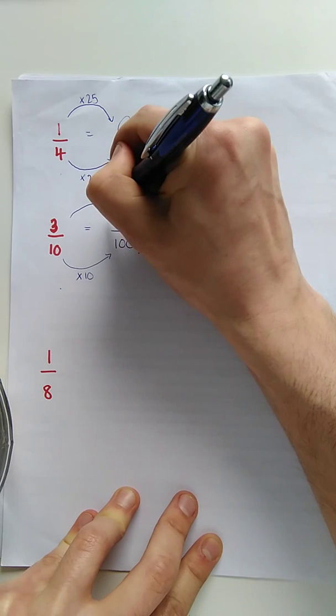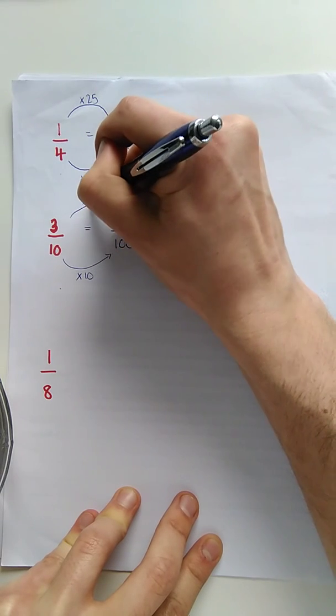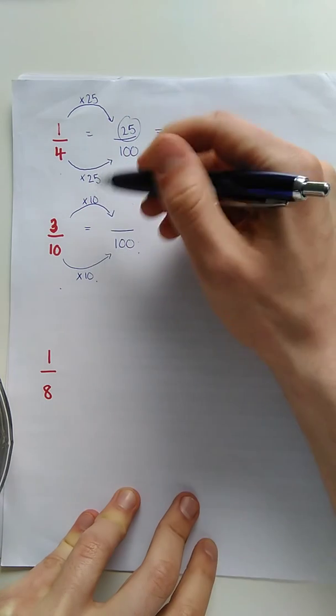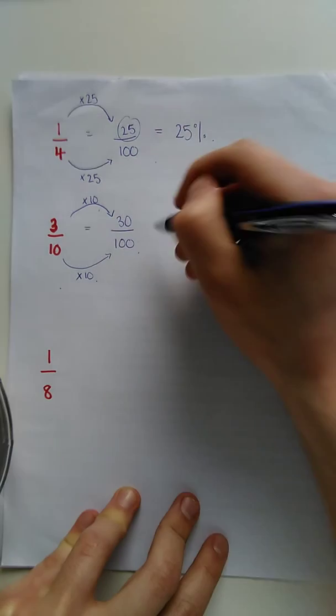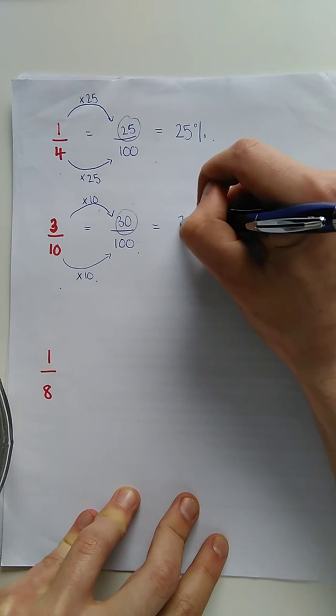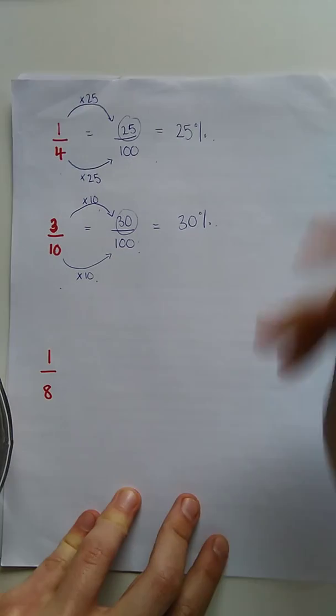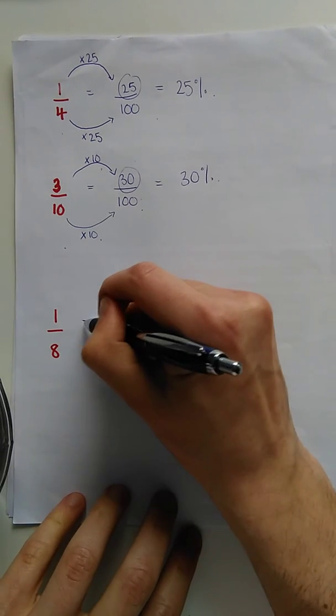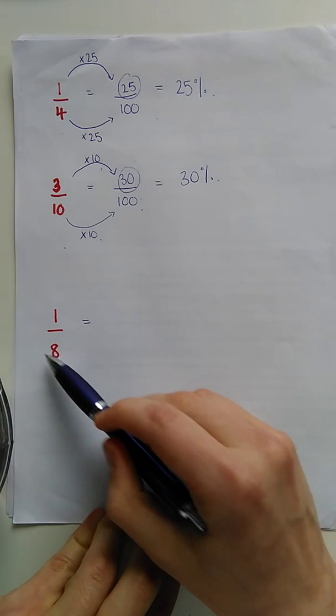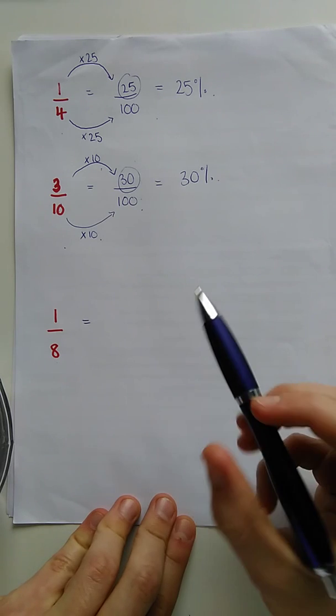Whatever I do to the bottom, I have to do to the top. So if I multiply by 10 on the bottom, I multiply by 10 on the top. 3 times 10 is 30. So as a percentage, that is 30%. Okay, final one. Sometimes it's not always easy to see how many 8's go into 100.